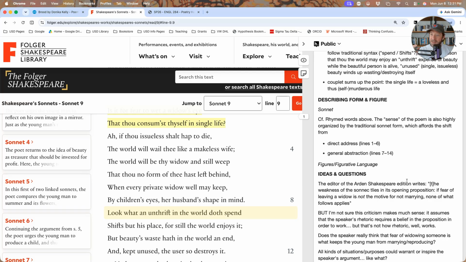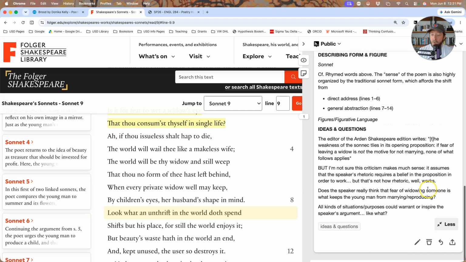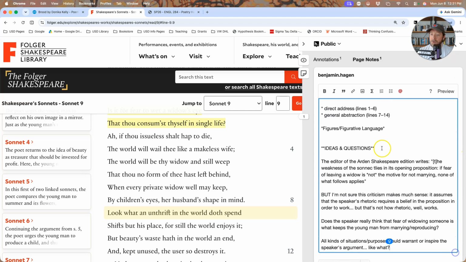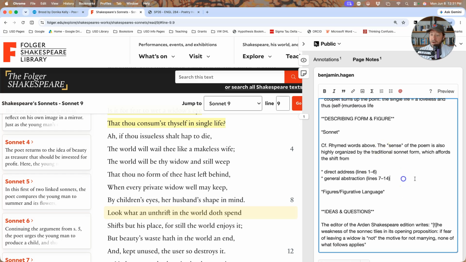So this is just to say that some notes I've already taken in previous phases of getting to know this sonnet anticipate or already speak to description of the poem's form in the sense of thinking about the form as the genre of the sonnet itself.